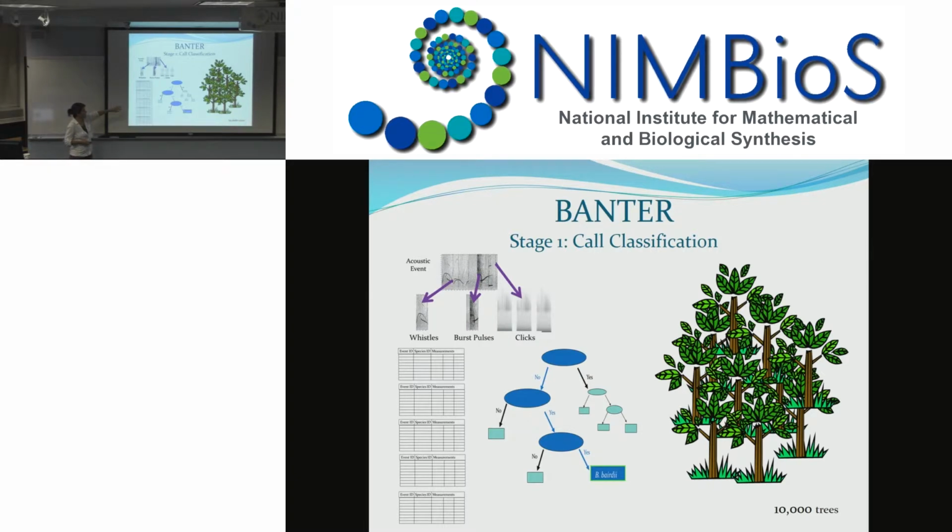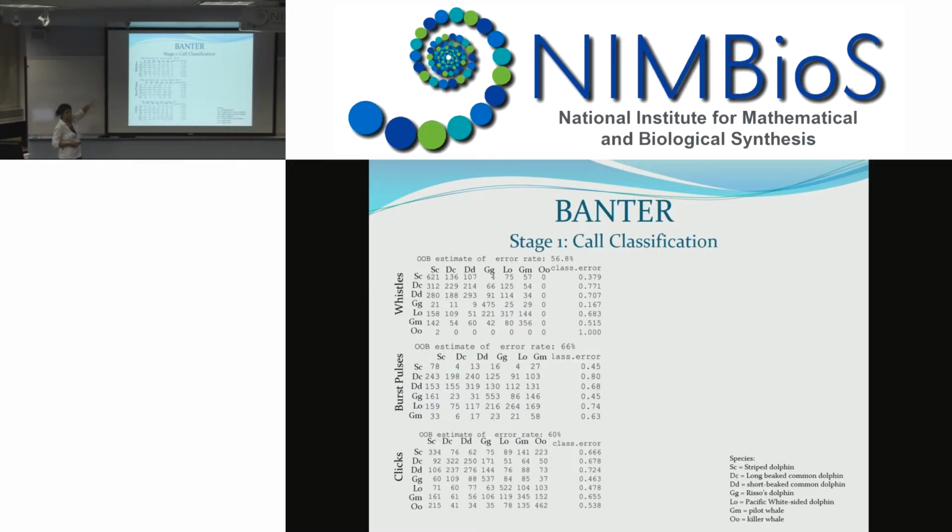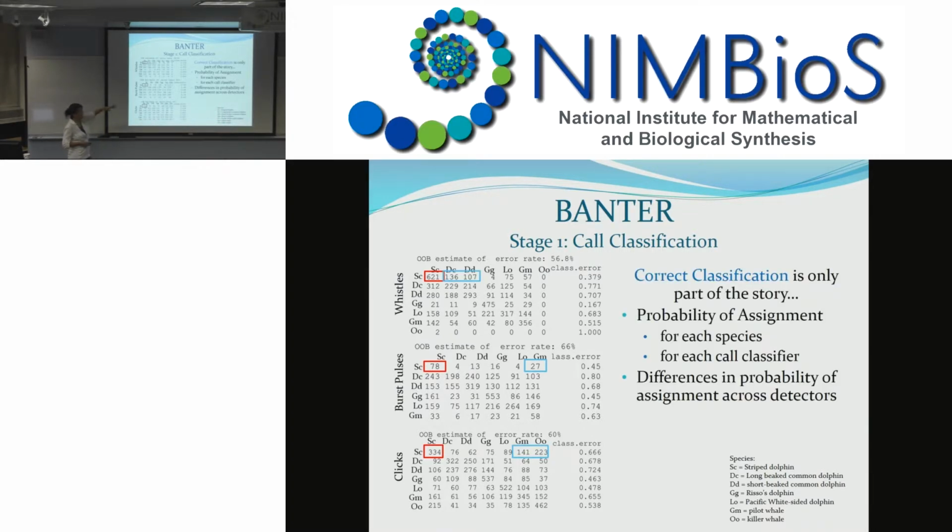So this is at the call classification stage. And usually when you're looking at a classifier, you might look at the confusion matrix. Here's an example, our SC is our striped dolphins. And this would be our correct classification. And often this is kind of where we stop and ask, what's our correct classification? And here it's just kind of mediocre in general. But there's a lot more information here, and we want to take advantage of this information. So correct classification is only part of the story.